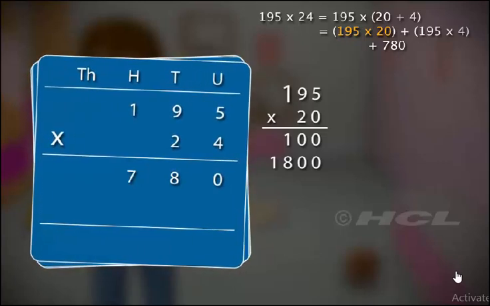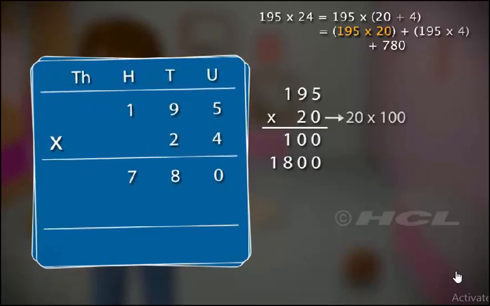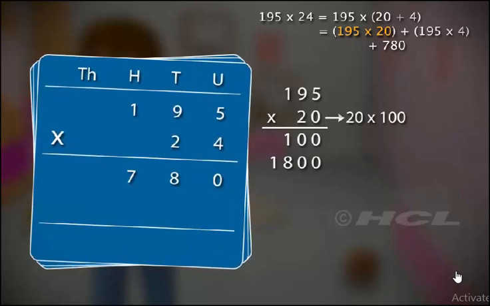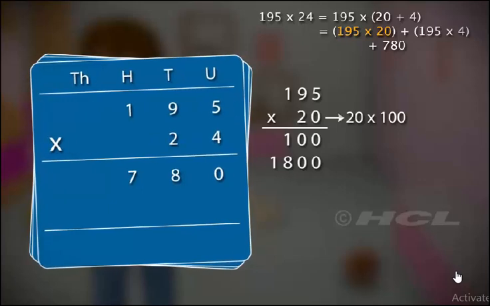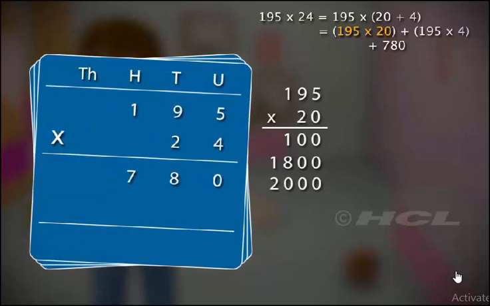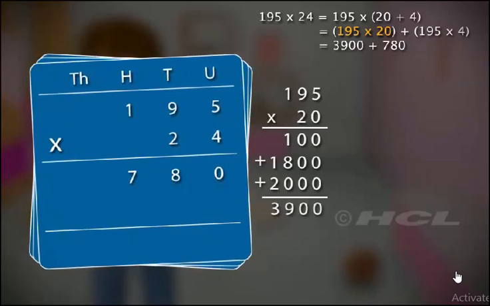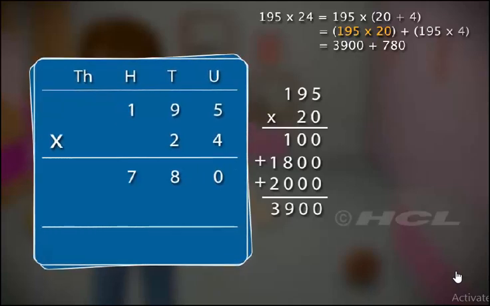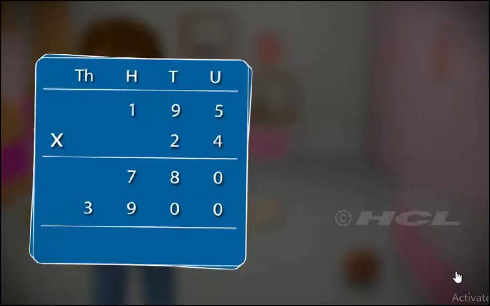Lastly, multiply 1 by 20. 1 is a hundreds digit. Its value is 100. 20 times 100 is 2 times 1 is 2 and 3 zeros added at the end. That is 2000. Adding these, we get 3900. Move it to the main table.